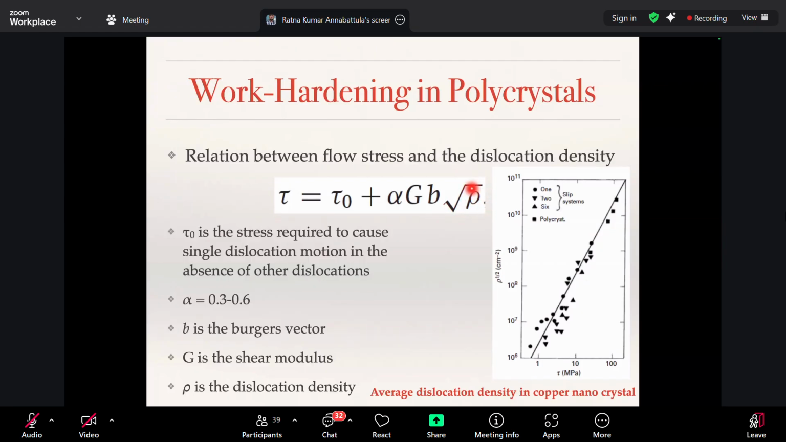where rho is the dislocation density. As you increase the dislocation density, you will see that the flow stress or the shear stress increases. What is the reason? Because if you have more dislocations, the probability of these dislocations interacting with themselves as well as with the neighboring grains or the grain boundaries is much, much higher. And as a result, you will see the flow stress increasing as you increase the dislocation density. Okay?